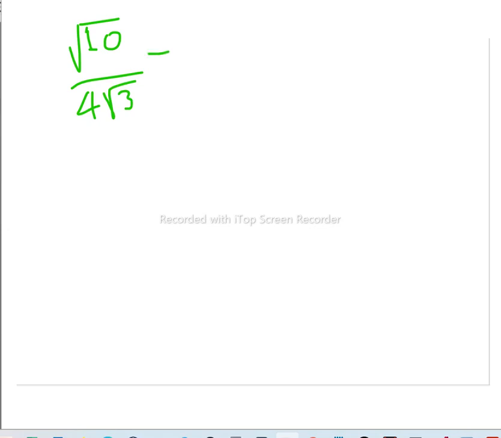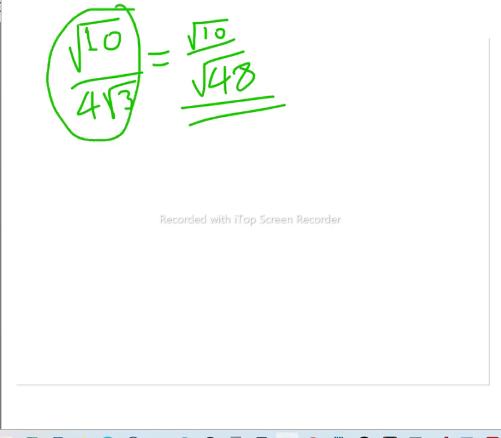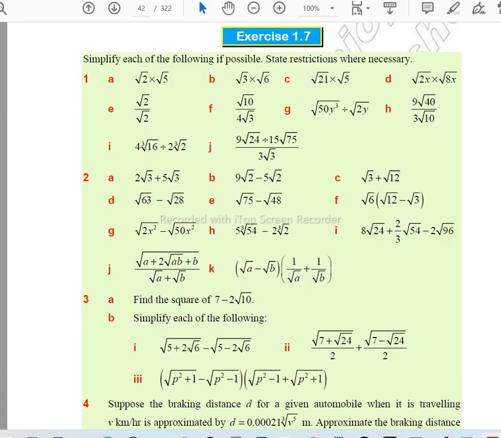There is no way to simplify this equation, but we can write it in another way: the square root of 10 over 4 square root of 3. Here 4 square root of 3 means 4 times 4, 16, and 16 times 3 means 48. So we can write it like this, square root of 48. We can't simplify this equation any more. We can only put it like this. This is not simplified. Here we have to state restrictions where necessary. So this is all about F.